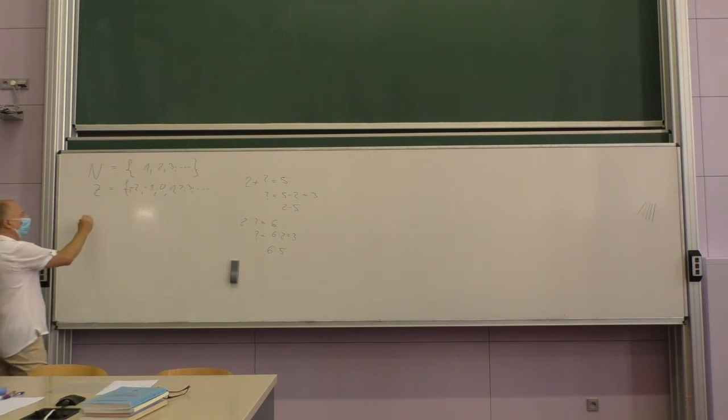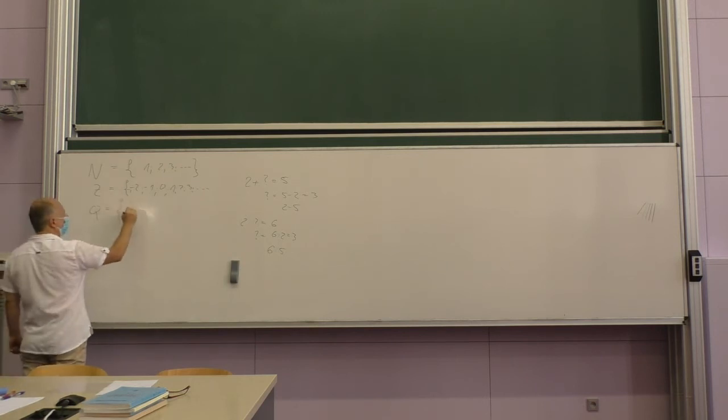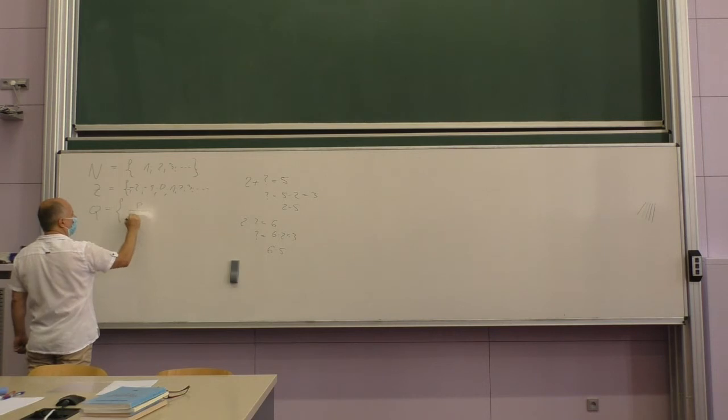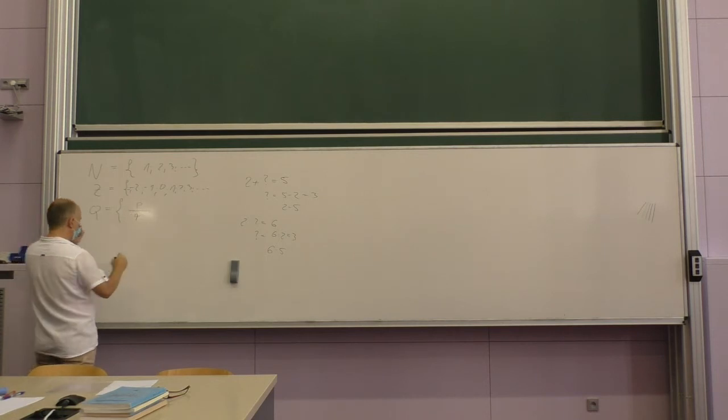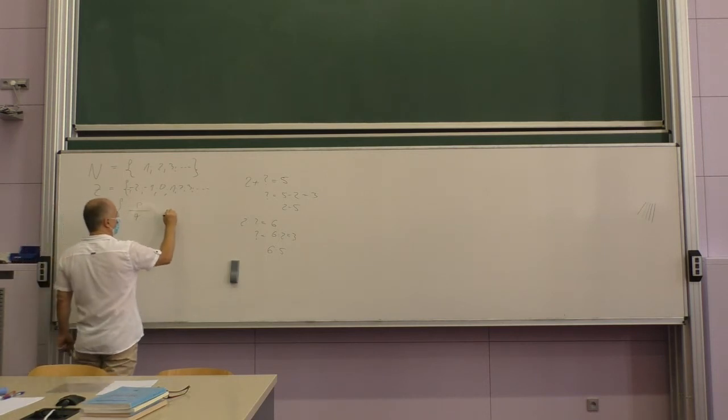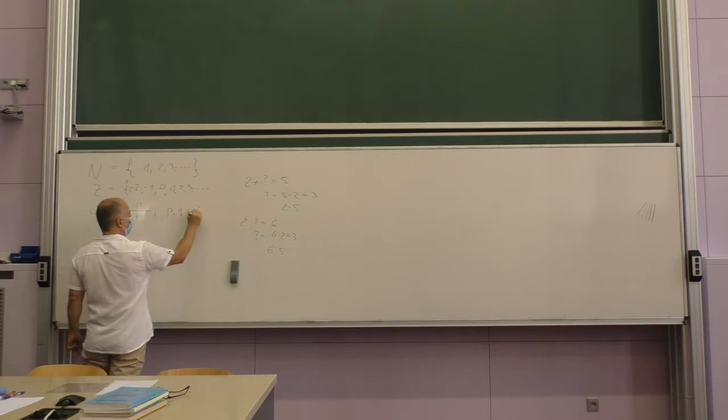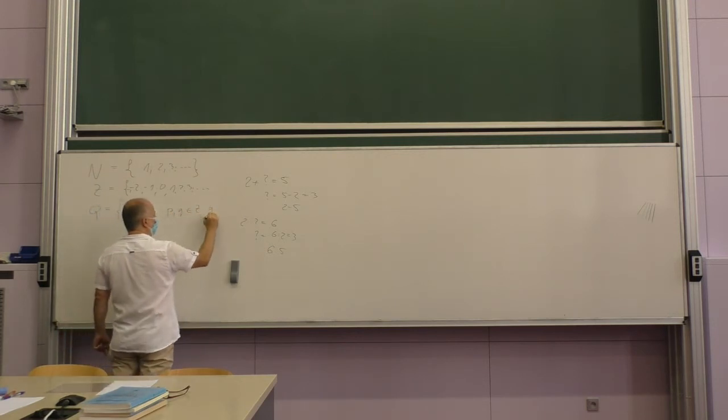So we introduce rational numbers denoted by capital Q. And this is the set of all the numbers in the form of a fraction, some p divided by small q, such that p and q are integers and q is different from 0.